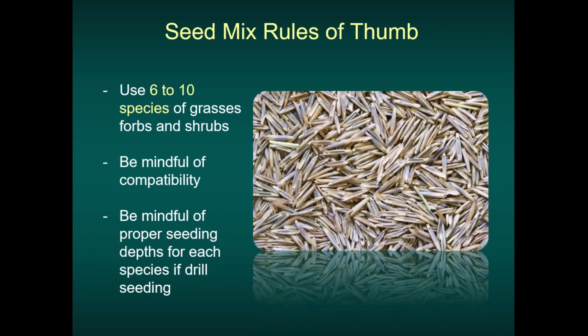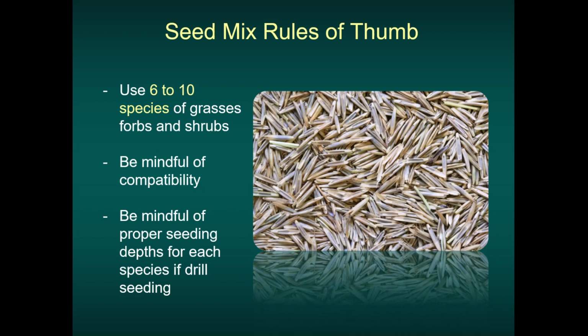So a couple rules of thumb we follow for seed mixes. We want to use between 6 to 10 grasses, forbs, and shrubs. For some of our pollinator plantings and cover crop plantings, that number increases. If you want really high diversity, that can go up quite a bit. Be mindful of compatibility. You don't want one species in your very expensive seed mix that's going to outcompete everything else and suppress establishment of all the other seeds you purchased.